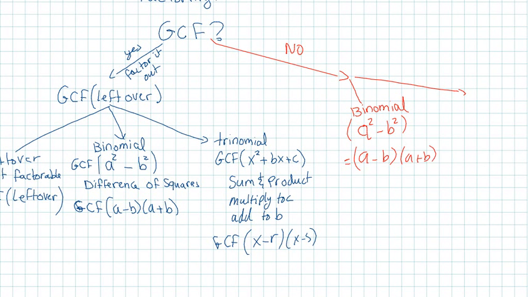And then your other option would be a trinomial. It's going to look like this. And then you're going to have to do sum and product. You have to multiply to c and add to b, and then write your factors as x minus r.